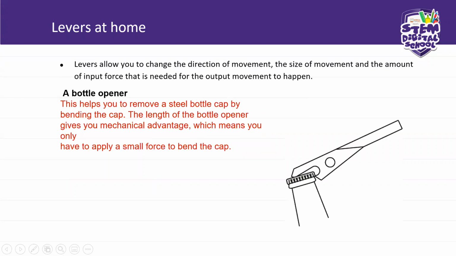Another example of levers at home. Levers allow you to change the direction of movement, the size of movement, the amount of input force that is needed for the output movement to happen. A bottle opener.